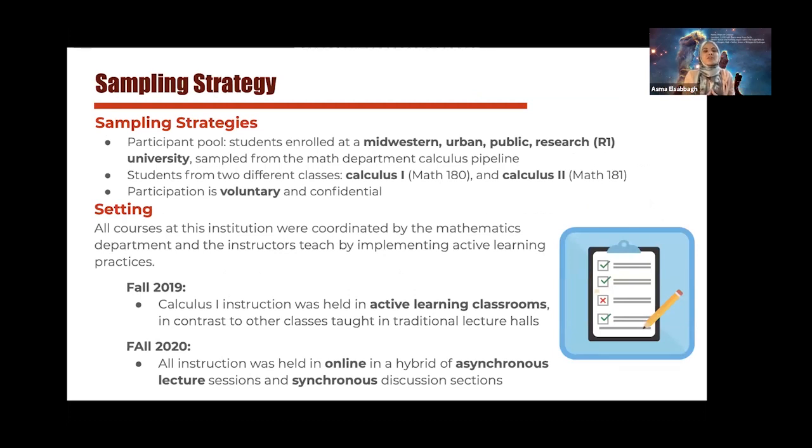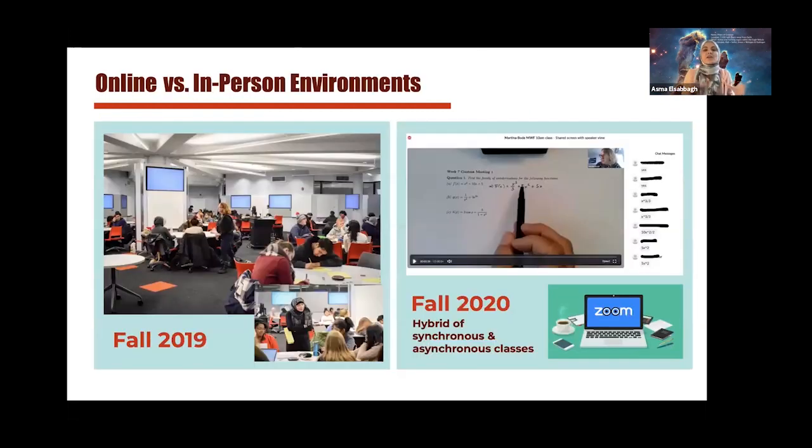So the sampling strategy was we conducted this research at an urban Midwestern university, that's a Research One university. We sampled students from a lot of different calculus classes, but this presentation is focusing on Calculus 1 and Calculus 2. And the different settings that we see here are, before the pandemic started in fall 2019, students were in a classroom that allowed for collaboration between students. Students worked together.